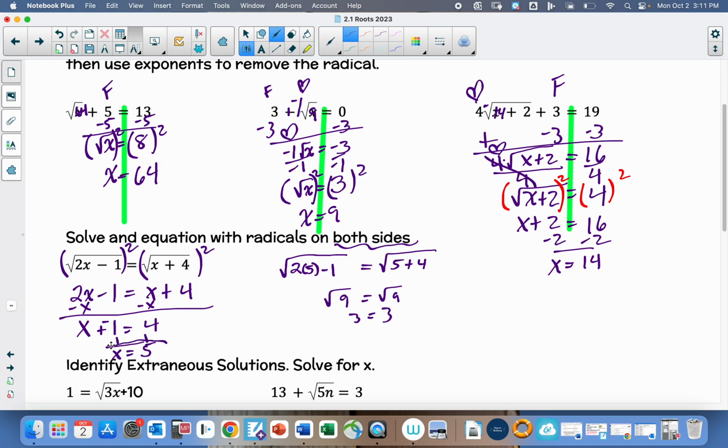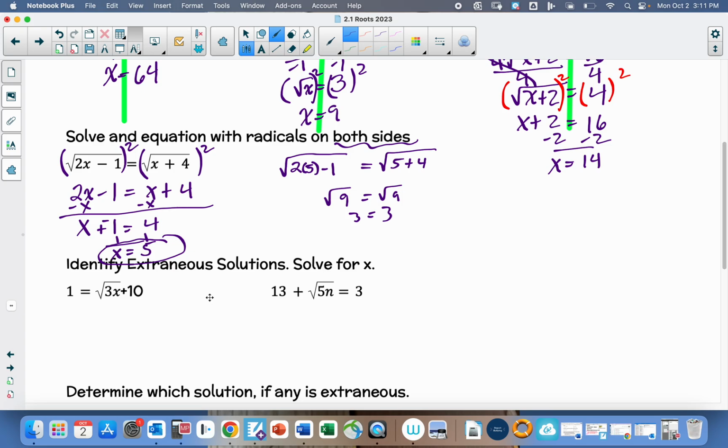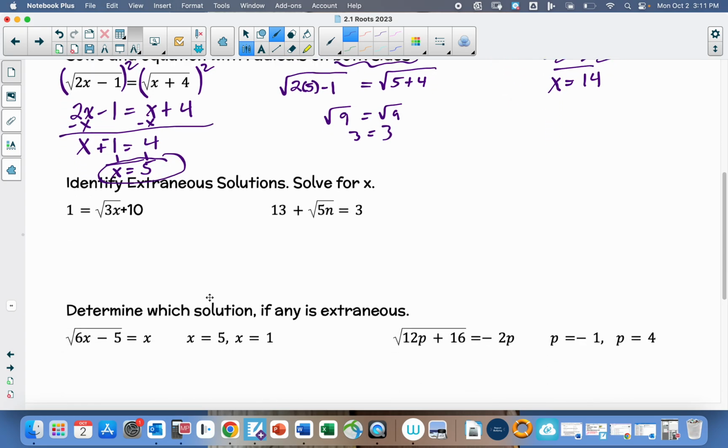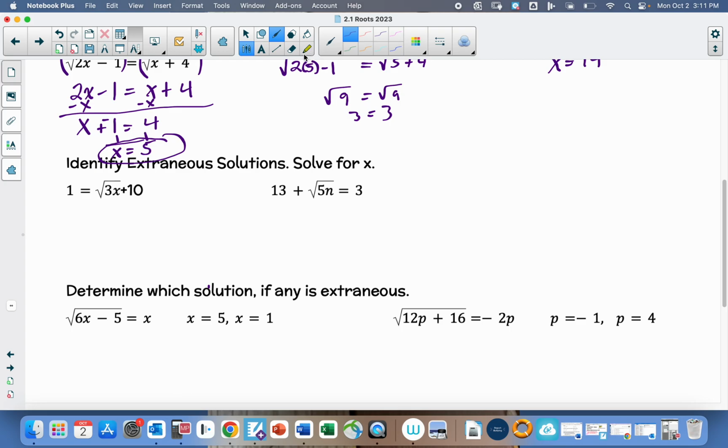Okay, so this is a solution. All right, again, remember that when we're solving radical equations, we want to isolate the radical. So in this next one, I have the radical 3x, and then hanging out next to it is plus 10. So I'm going to get rid of the 10 first, and you'll notice then that I get negative 9 is equal to the square root of 3x.